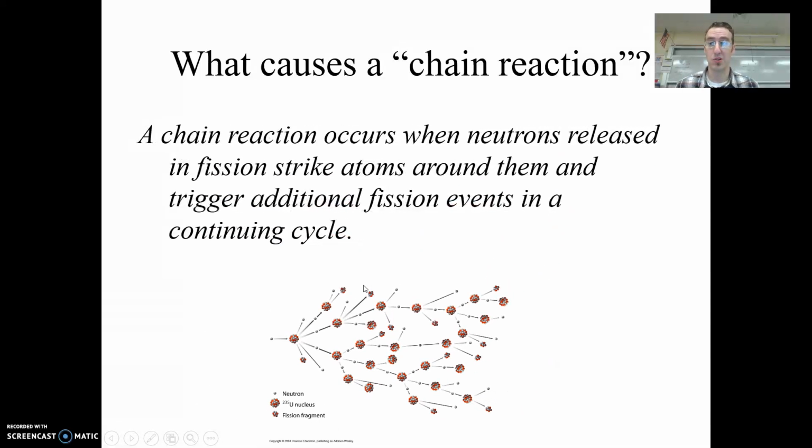The proper definition is a chain reaction occurs when neutrons released in fission strike atoms around them and trigger additional fission events in a continuous cycle. This basically keeps going until there's no more atoms to run into.